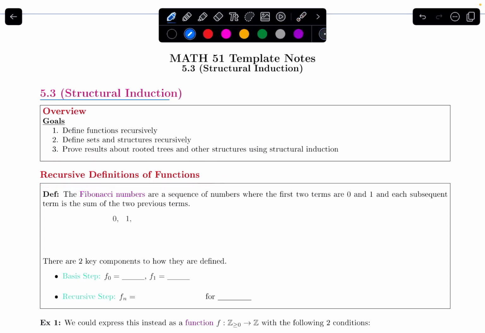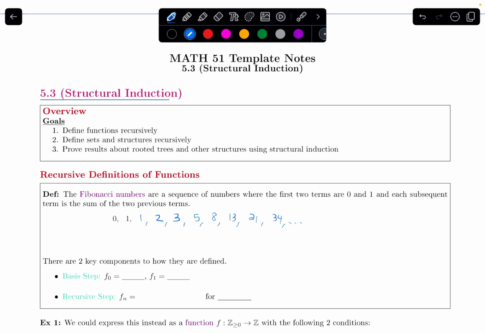Okay, so let's start by recalling the Fibonacci numbers, which are a sequence of numbers where the first two terms are 0 and 1, and then each subsequent term is the sum of the two previous terms. So the first two terms are 0 and 1, and then if I add them up, I'll get the next term, which is 1. And then if I add the two ones, I'll get the next term, which is 2, and then add the 1 and the 2 to get 3, which is the next term. And if I keep going, well, then I'll get 5, and then 8, 13, 21. I could keep going 34, and so on. I'll get the Fibonacci numbers in this way.